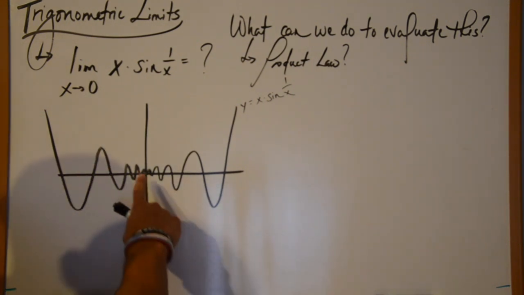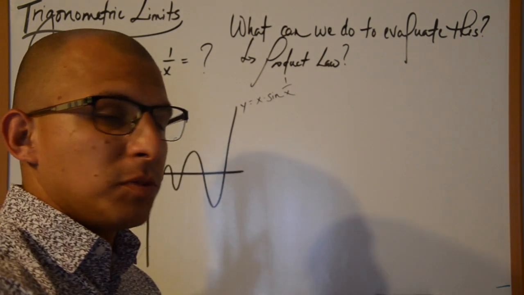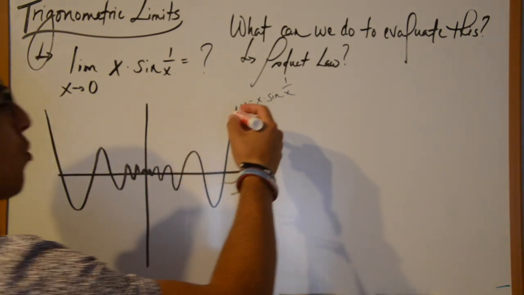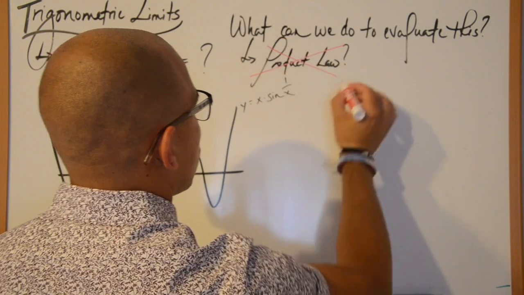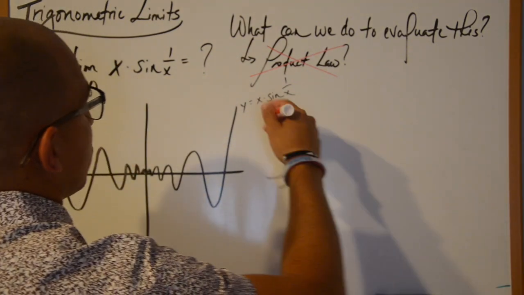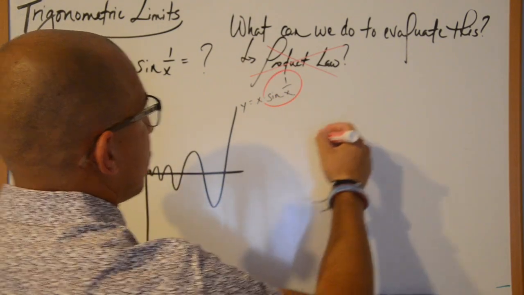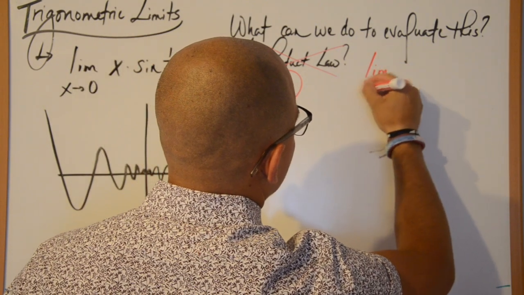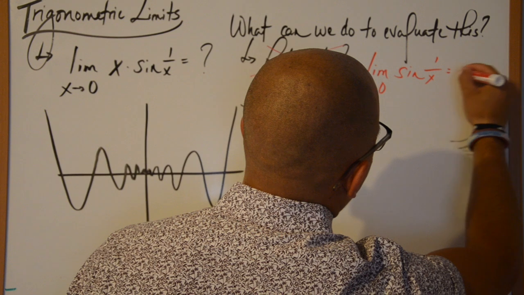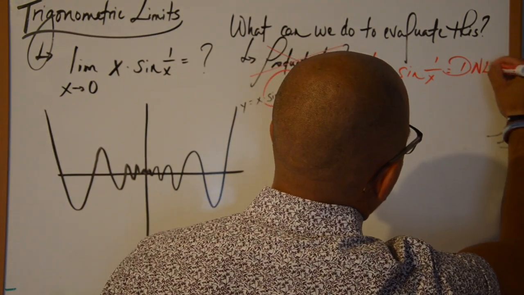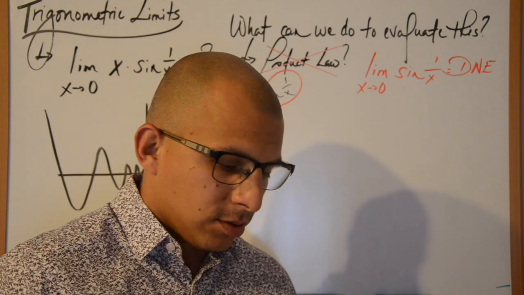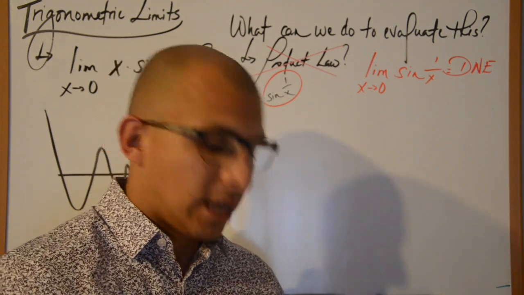Graphically, your intuition should be speaking to you. We're not going to reveal anything. Product law, we cannot do the product law. The reason why we cannot do the product law is because when we take this piece of the function, we get a does not exist. So you might be sitting there wondering, well, what can we do?